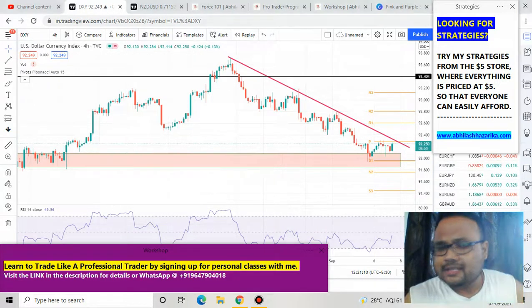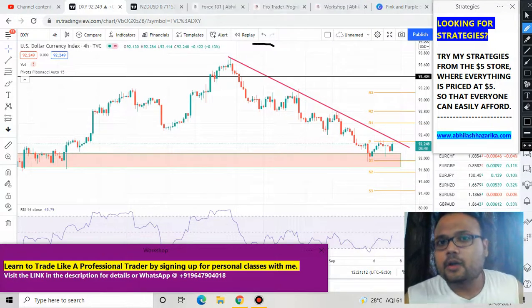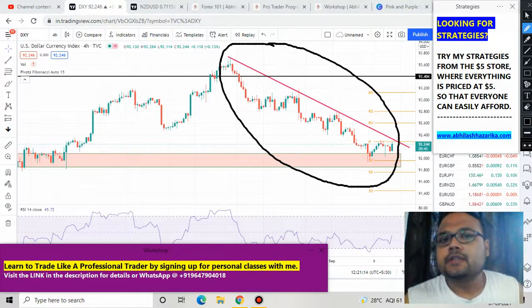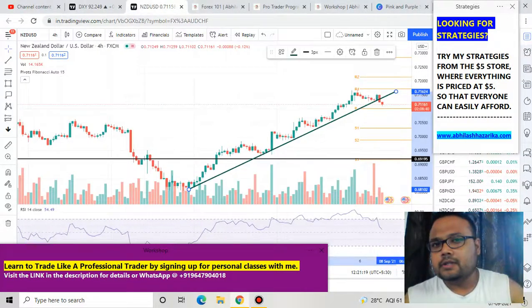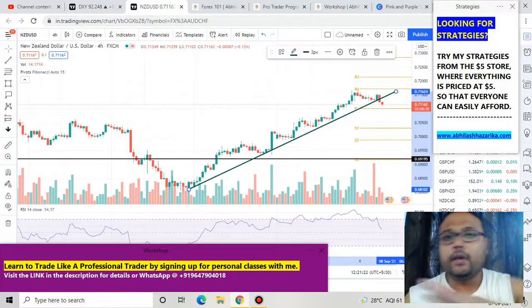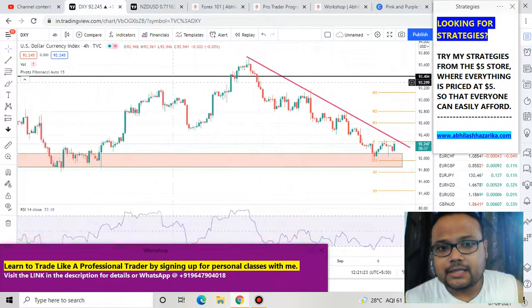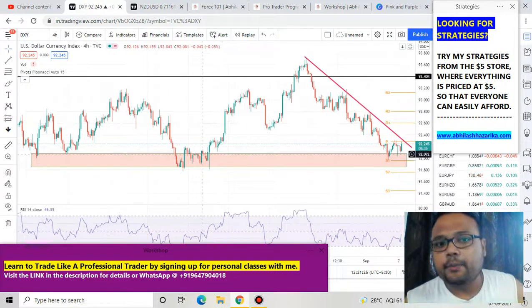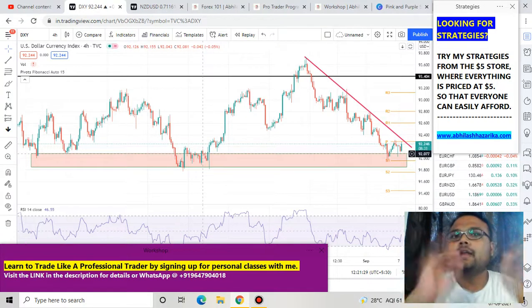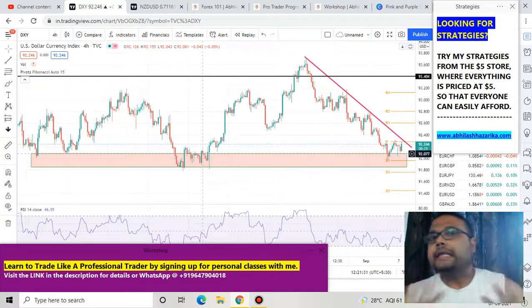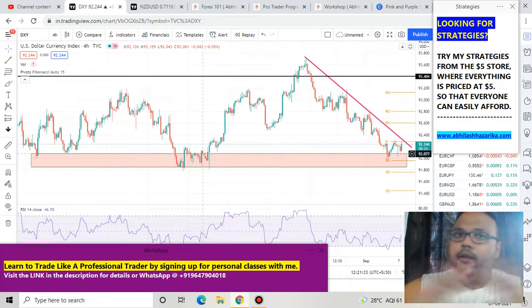For the last couple of days, the US dollar was under the dominance of sellers. It was in a downtrend. As a result, currency pairs like GBP USD, NZD USD, Euro USD all were in an uptrend. But right now you can see that the US dollar has reached a support level and it is trying to recover. Yes, it was in a downtrend, so the charts were quite clean, they were in uptrend.